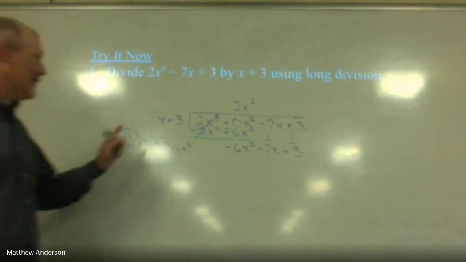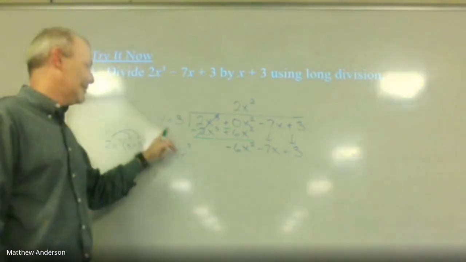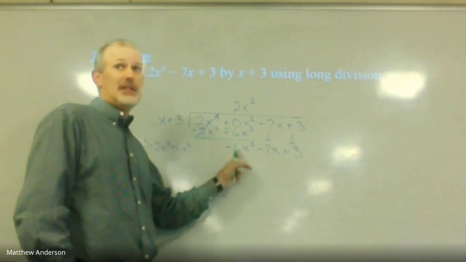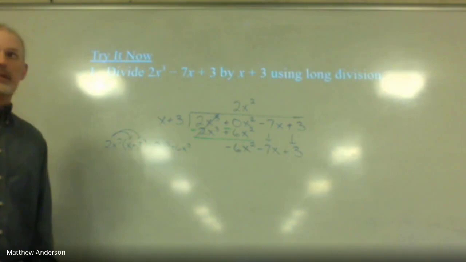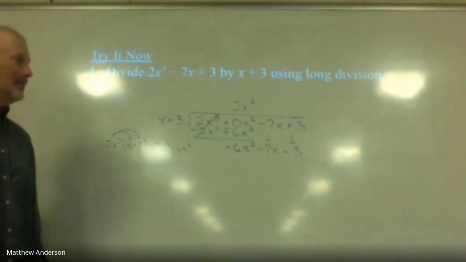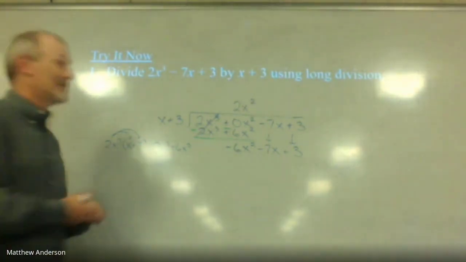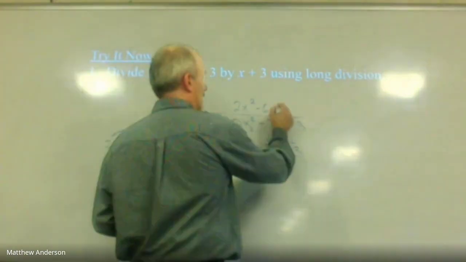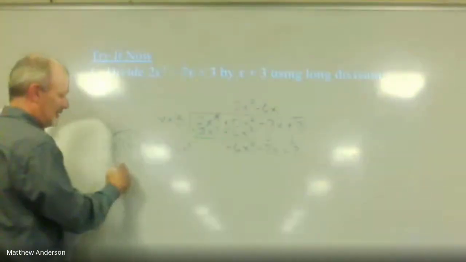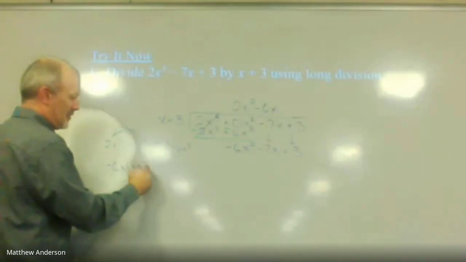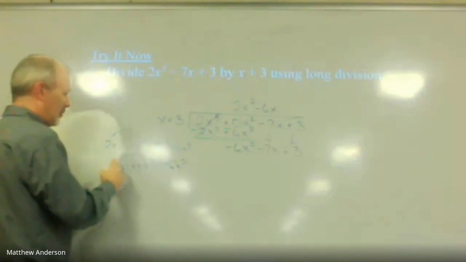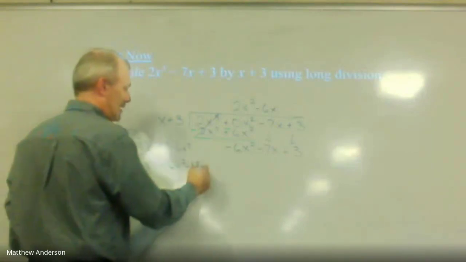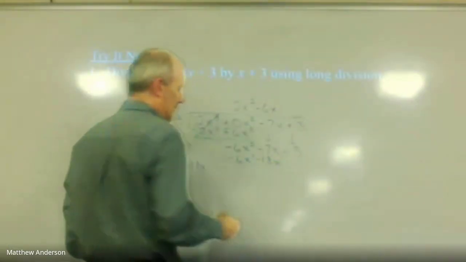Then we need to do the same thing again. What do we do to the x to turn it into a negative 6x squared? What are we going to multiply it by? Negative 6x. That's correct. Good. So negative 6x times the x plus 3. We distribute. We're going to get negative 6x squared, just like we want, and this will be minus 18x. So negative 6x squared minus 18x.